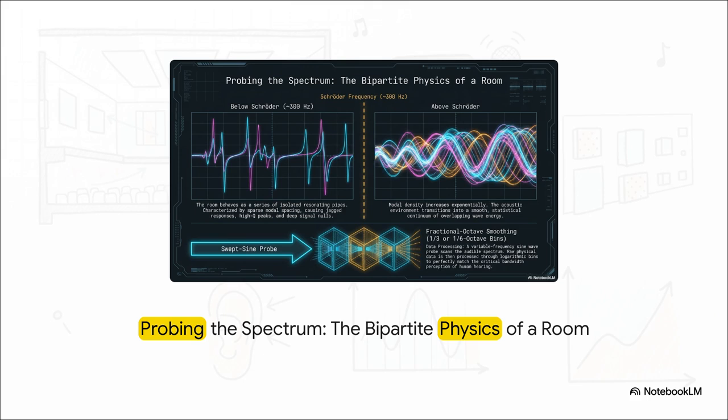This usually sits around 300 Hz in smaller rooms, and it literally divides the room's behavior into 2. Below 300 Hz, the room acts a lot like a series of jagged, isolated resonating pipes. You get these deep nulls where the bass just completely disappears, and sharp peaks where it suddenly booms. But as we cross that Schroeder frequency threshold into the higher ranges, the acoustic environment completely transitions. The modal density increases exponentially, and the sound waves start overlapping into this smooth, statistical continuum of energy.